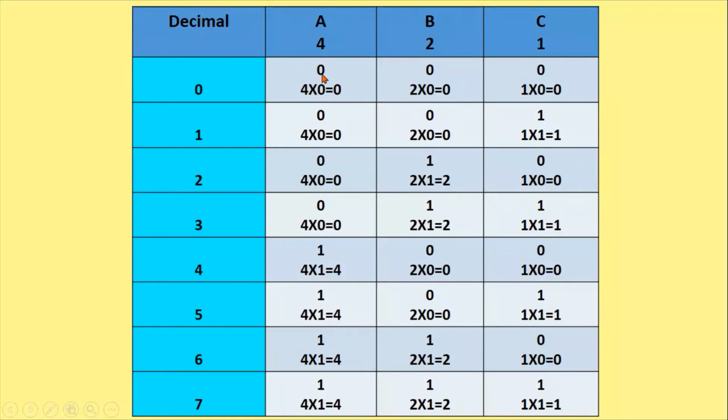So of course we want to get 0, so we will turn off the values of A, B and C: 0, 0, 0, and there is a multiplication. For example, the value of A is 4, so 4 multiplied by 0, 2 multiplied by 0 and 1 multiplied by 0, so you will have all values 0, then you will get 0.